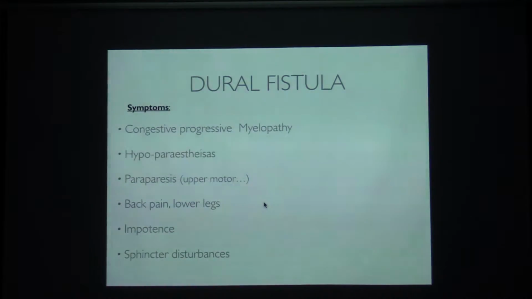Usually it's what we call congestive progressive myelopathy, and the patient will develop the symptoms slowly over a long time, and he's going to present with hypoesthesia or paresthesia. They can have paraparesis, they will have weakness of the lower limbs, and one of the clues for clinicians to think about dural fistula is if the patient has a combination of lower motor problems and upper motor problems, in comparison to just lower if it's spinal stenosis.